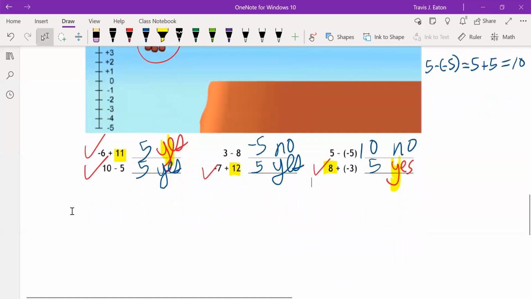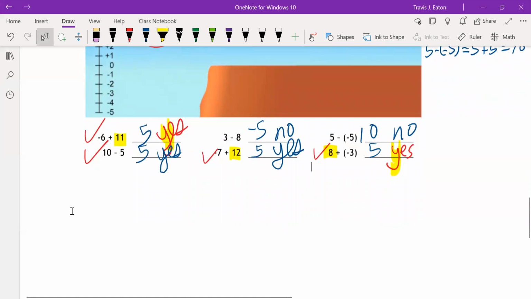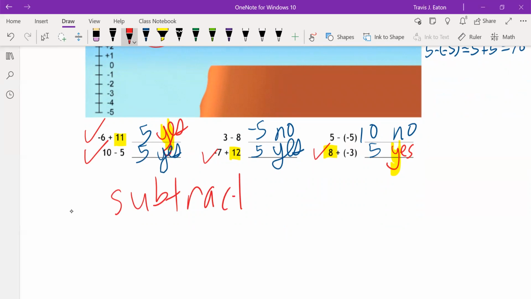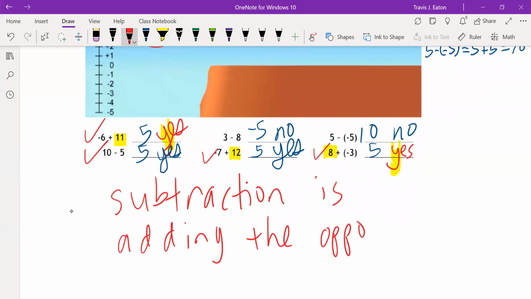All right, well, I hope this video helped you. Please make sure that you pay really close attention when it's subtraction, because subtraction is adding the opposite. Always remember that, especially when it comes to positive and negative numbers. If you never forget this, you're going to be much better off, I promise. Subtraction is adding the opposite. Keep the first number the same, change subtraction to addition, and change the sign of the second number, and then follow the rules for adding.